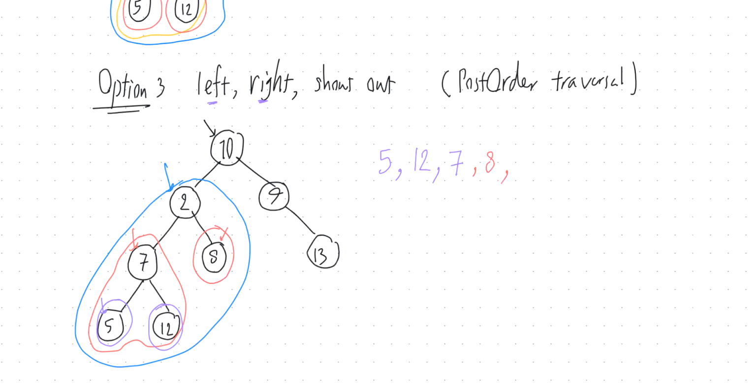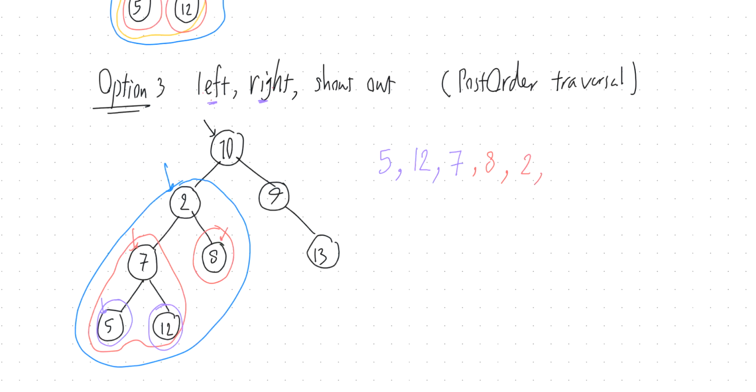And now we backtrack to 2. And now if you think about it, we have finished traversing the left subtree of 2 and also the right subtree of 2. So left and right are done. So now we can shout out 2. So now we are completely done with the subtree that is circled with blue. So we backtrack to its parent, which is 10, but we don't shout out 10 yet because left, then right.